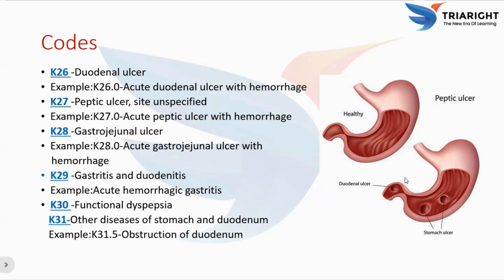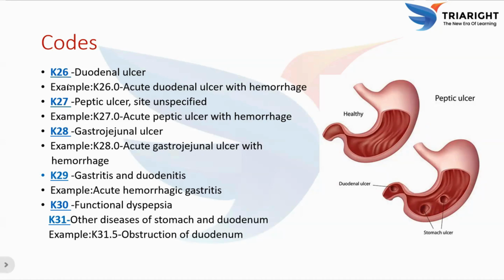Here you can see clearly in the picture how a healthy stomach looks over here, and how a stomach with ulcer and also the duodenal ulcer look. Here you can see clearly how the ulcer looks. It's an open sore that forms on the lining of the stomach, right? This is a stomach ulcer, this is a duodenal ulcer, and this is the peptic ulcer.